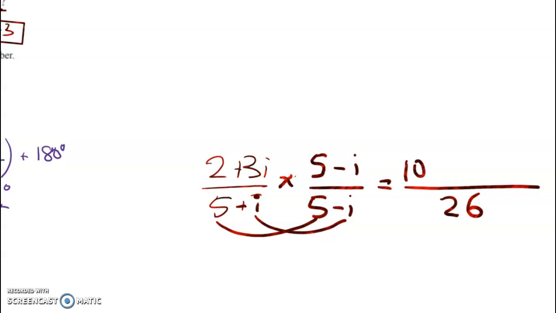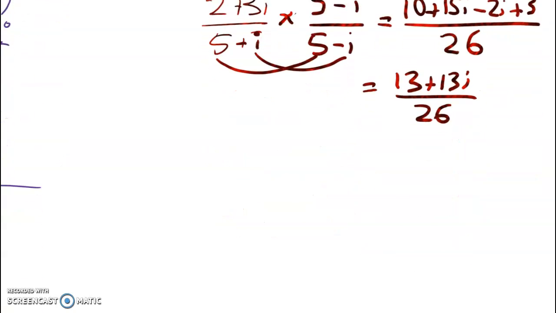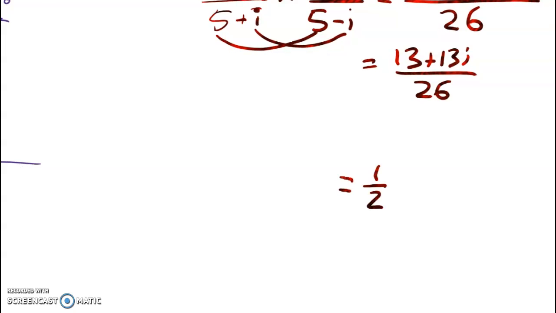And up here we get 10 plus 15i minus 2i plus 3, giving me 13 plus 13i over 26, which is equal to 1/2 times 1 plus i, which is the form in which it was requested. So k is equal to 1/2.